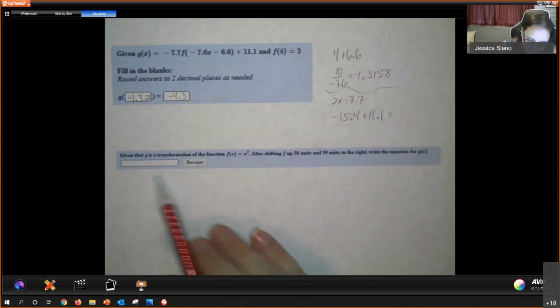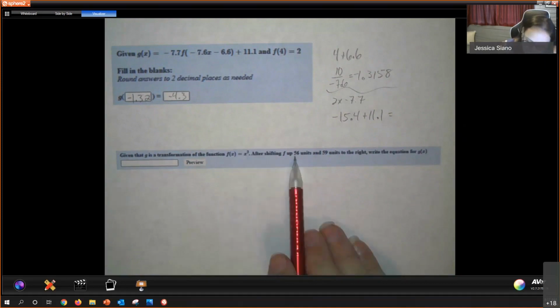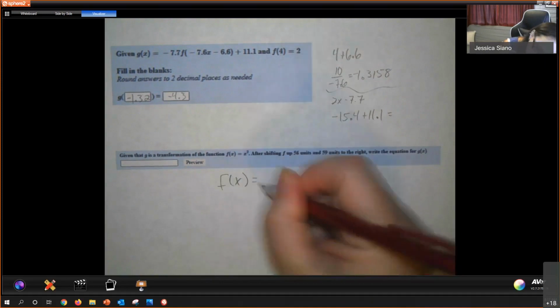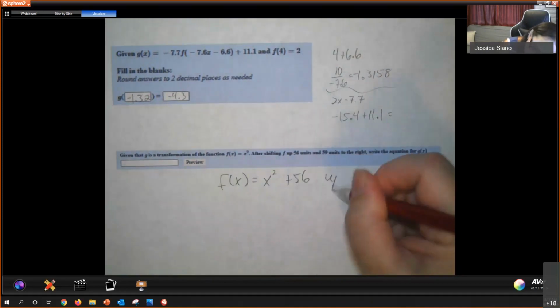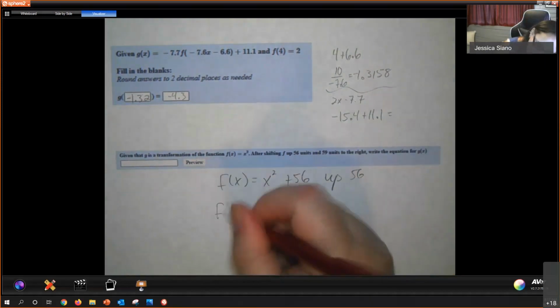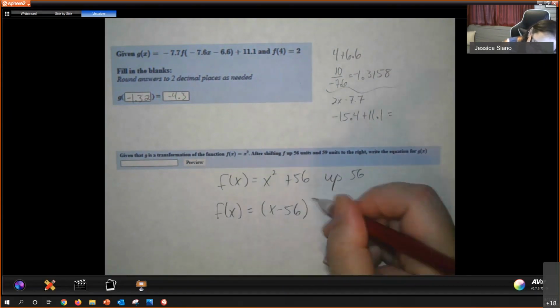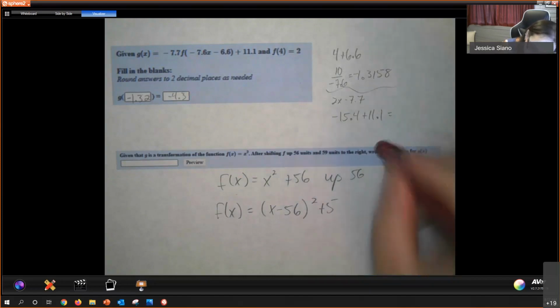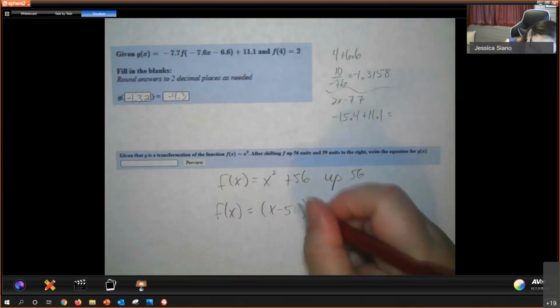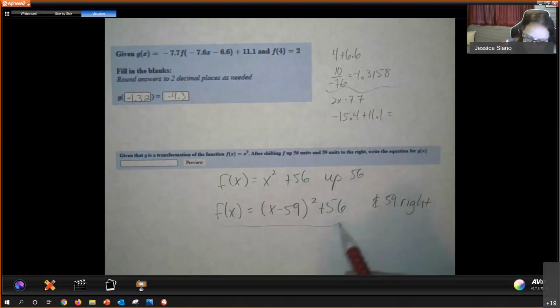And then the last kind of question that you'll see on these is going to ask you to rewrite the function. So here, if we move up 56 units, that would be x squared plus 56 like this. And 59 units right, you'd have to put that in the parentheses. So then this would be x minus 59 squared, plus 56. So that would be your final equation.